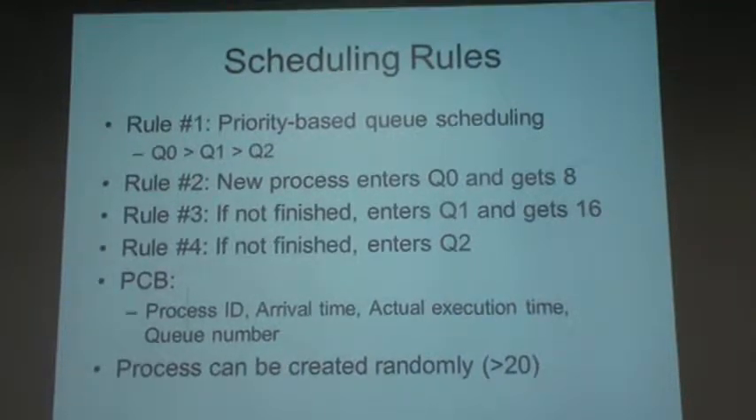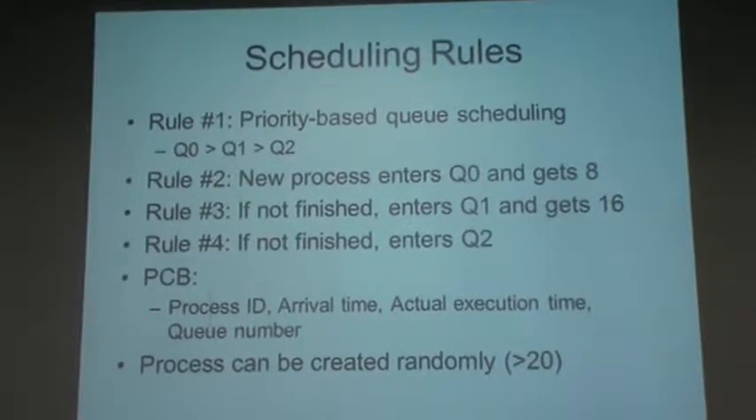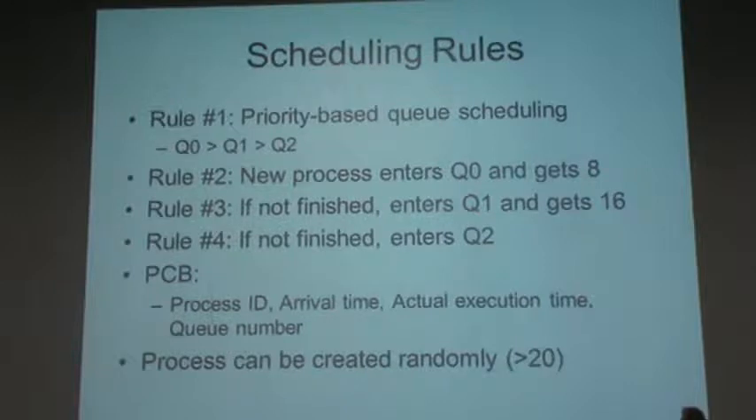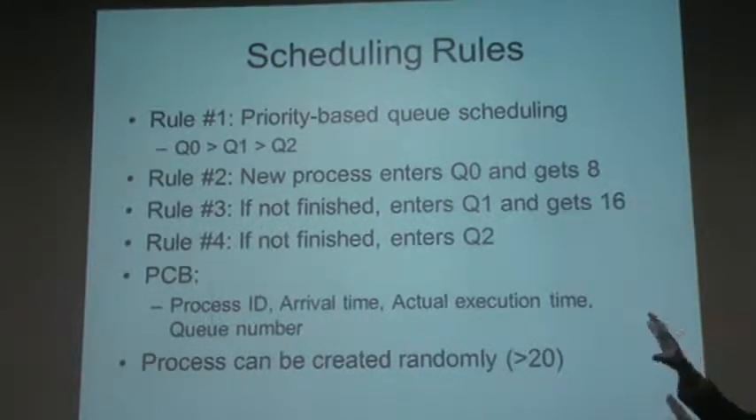Also, if a new process comes in at Q0, it gets the 8, right? Even though the other queue is being processed, the new process coming into the first queue is the highest priority. If not, finish the next level and the next level, okay?